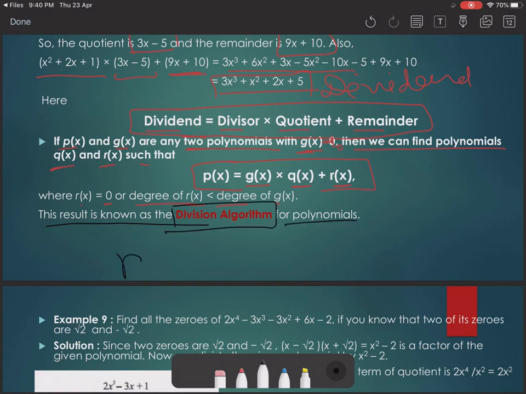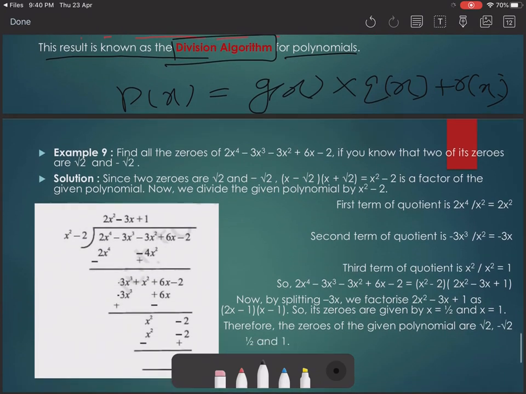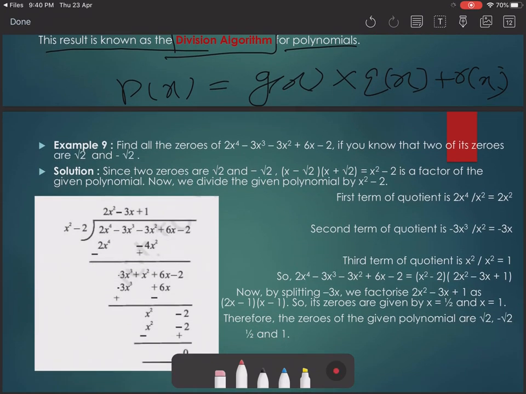Clear? That means dividend is equal to divisor into quotient plus remainder. Clear? Let's take another example.